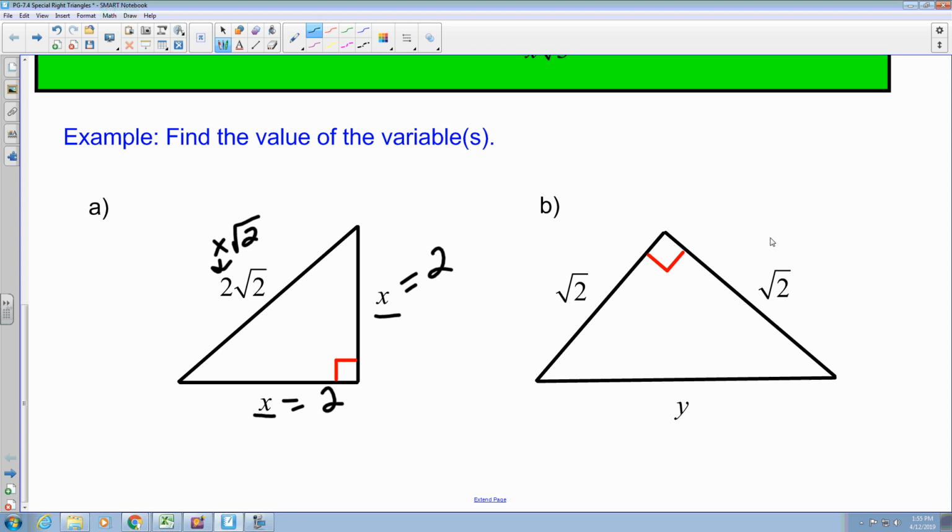When we look at this one here, I got square root of 2 and square root of 2 are my two leg lengths. So these are my value of x, this is my value of x. And then this right here is x times the square root of 2. Well, they're telling you that this x is square root of 2 right here, so y is going to be the square root of 2 times the square root of 2. Square root of 2 times square root of 2 equals square root of 4, which is 2.